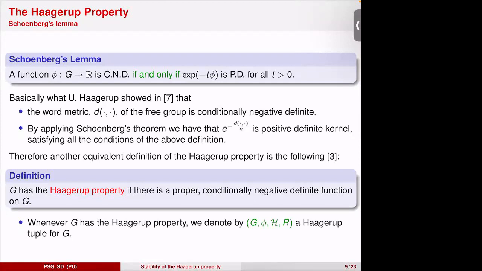So in the later part, whenever we say that a group has the Haagerup property, we will always denote this tuple that is written in green, (G, phi, H, R). That is, G has the Haagerup property, phi is the proper conditionally negative definite function, and H, R comes from the equivalent characterization for phi being conditionally negative definite.